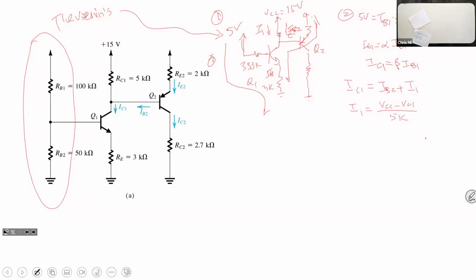And then what we find is RE2 here. We can write the other loop equation from RE2. So that's going to be, let's call it 3. So step 3 will be: this is 15 volts, equal to IE2 times RE2 plus 0.7, then plus VC1.